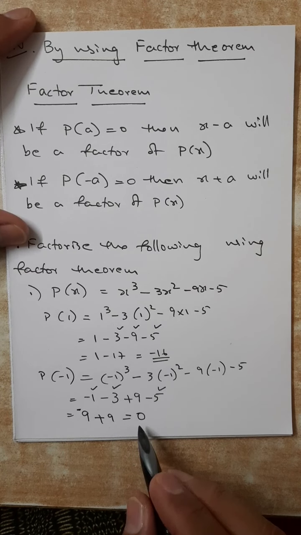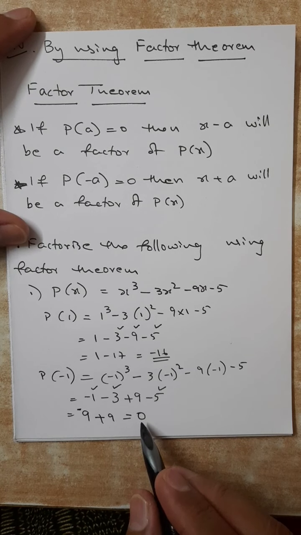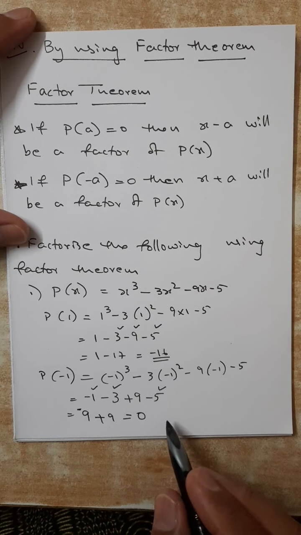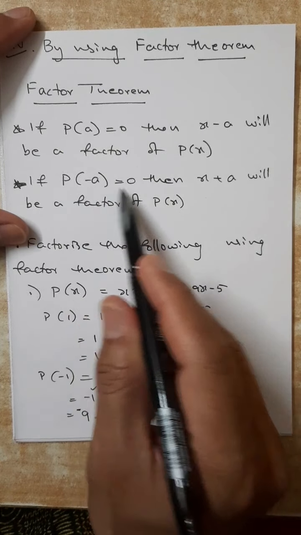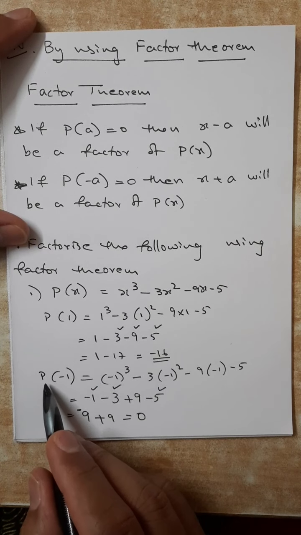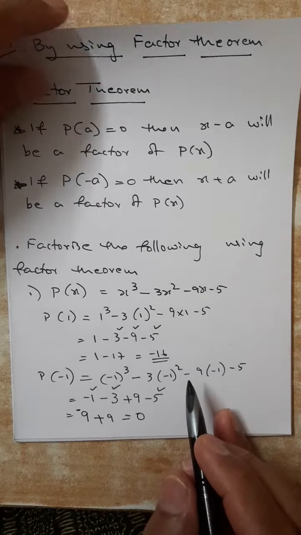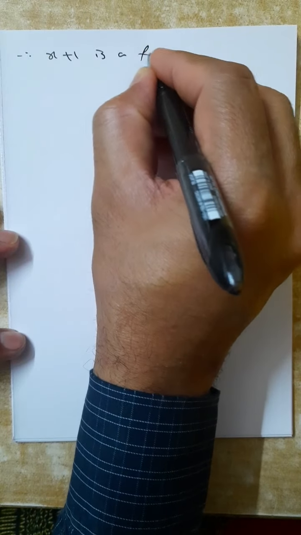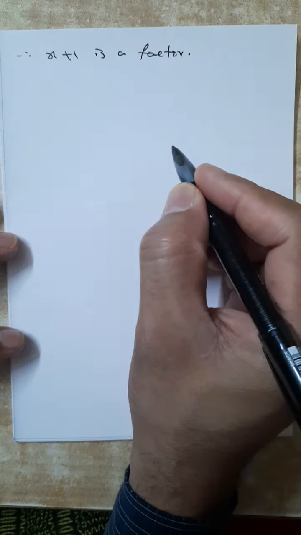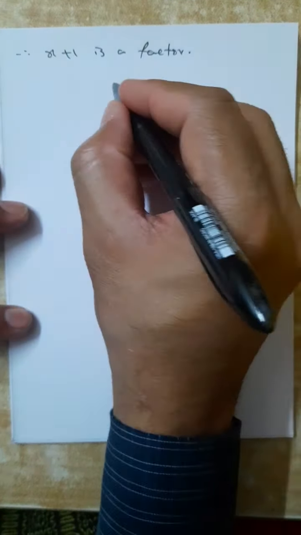If p of minus 1 is 0, what can we say? x plus 1 is a factor. See, p of minus a is 0, so we can say x plus a is a factor. Since p of minus 1 is 0, we say x plus 1 is a factor here. If it is a factor, then we can do the division.